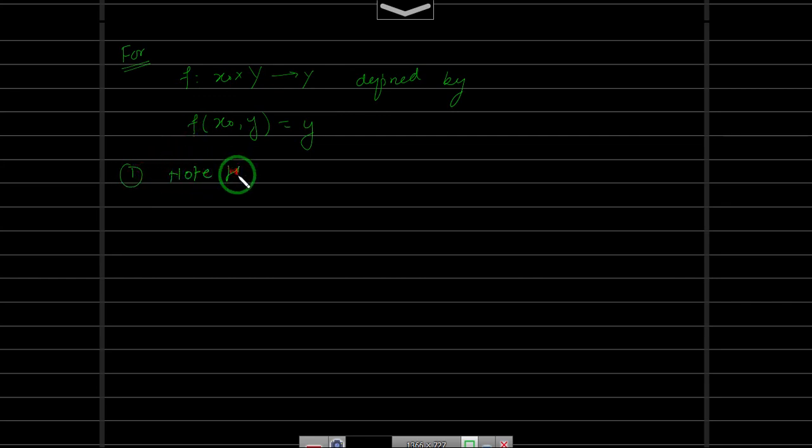So note that f is bijective. Okay, that means you need to show that it is a one-one function and an onto function. Secondly, we need to show that f is continuous.